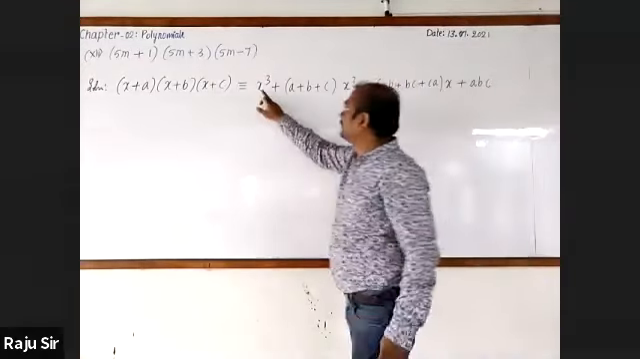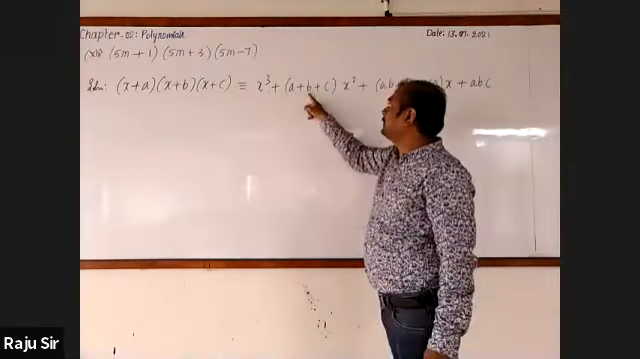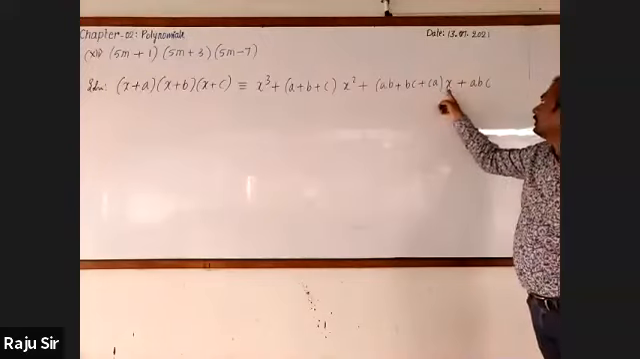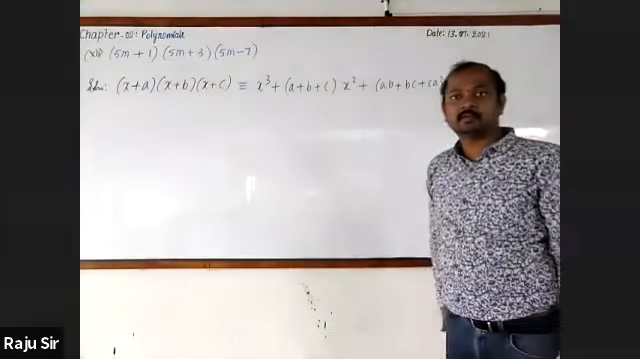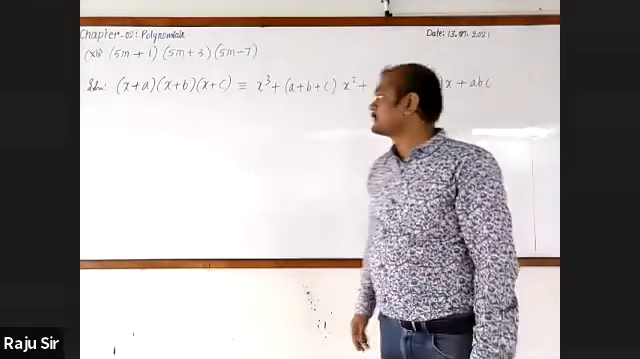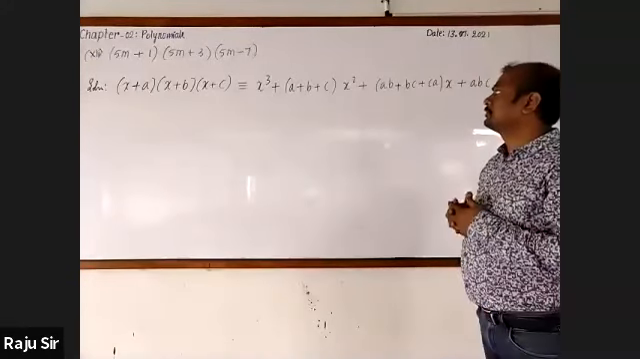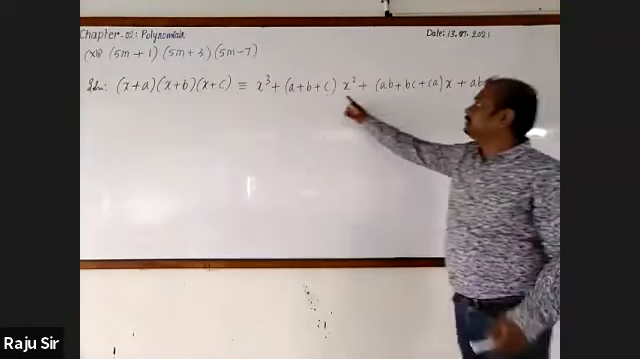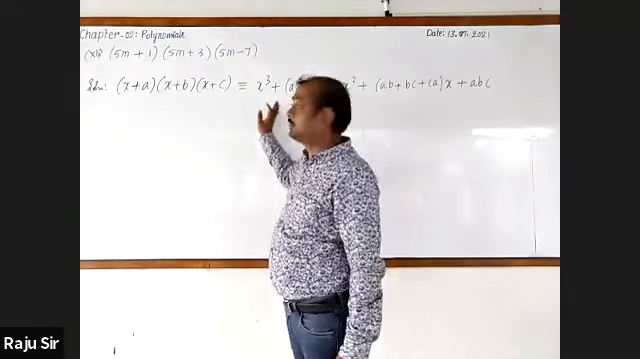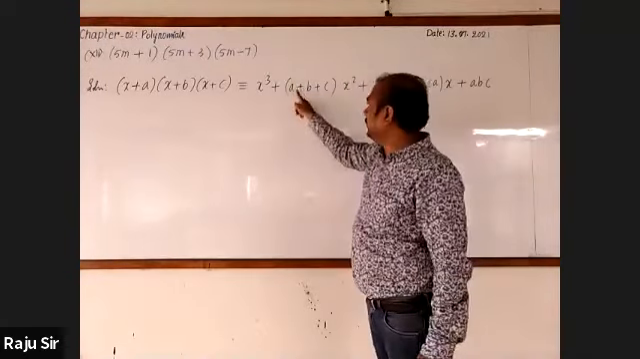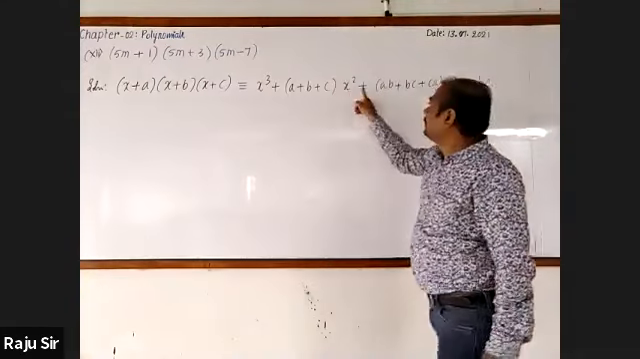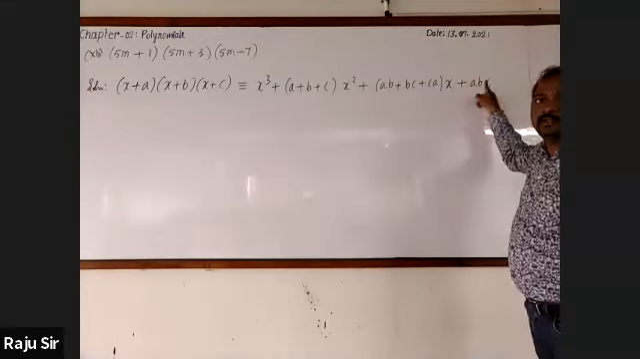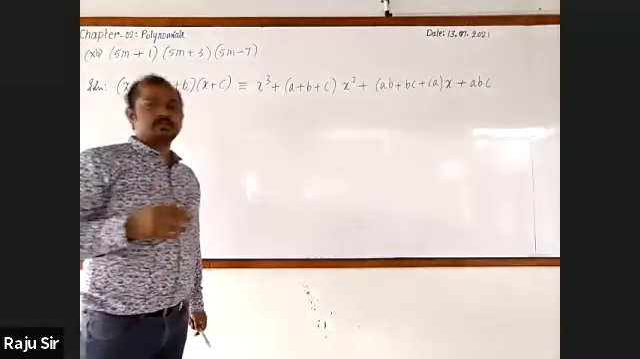Shifa, listen carefully. x cube plus of a plus b plus c into x square plus of ab plus bc plus ca into x plus abc. This is the method of reading. Got it? Here you should not go for using or. Half it is of x cube plus half a plus b plus c into x square plus half ab plus bc plus ca into x plus abc. Got it? Practice those identities every day.